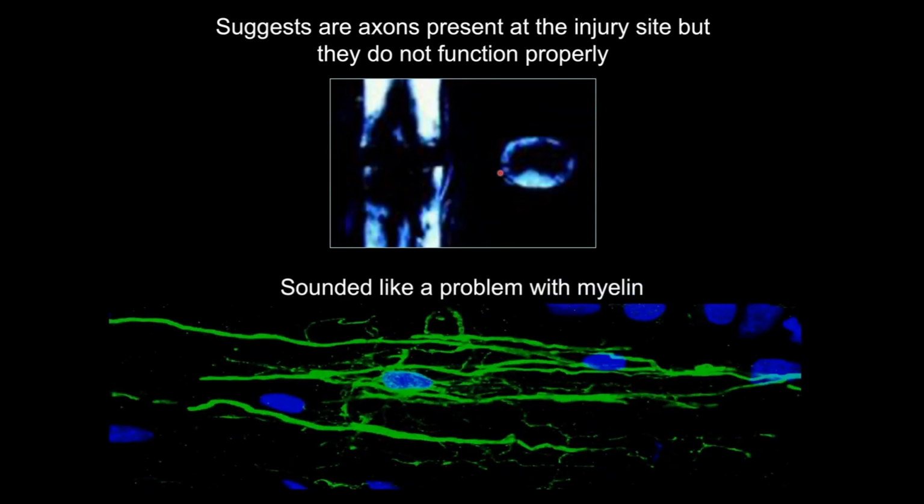To me, early on, this suggested that it might be a problem with myelination. If we know that there are axons still remaining, but the axons aren't conducting properly, then perhaps there's an issue with the myelin along those axons.